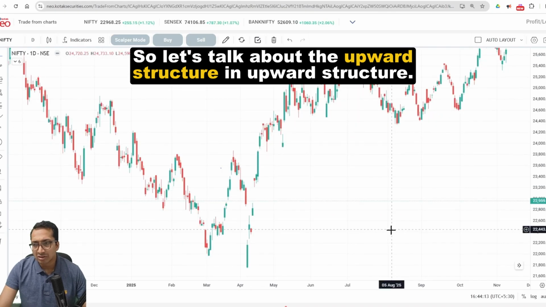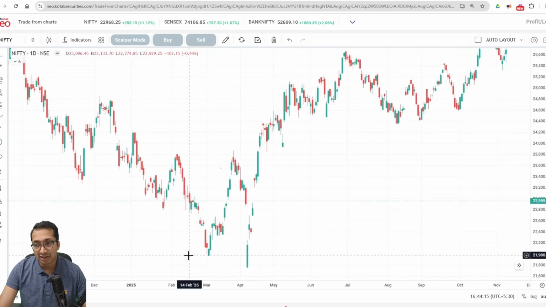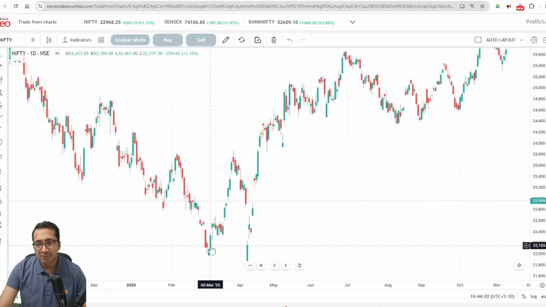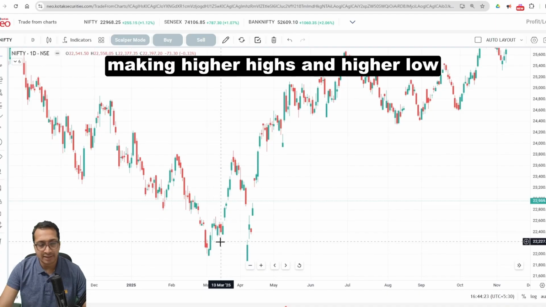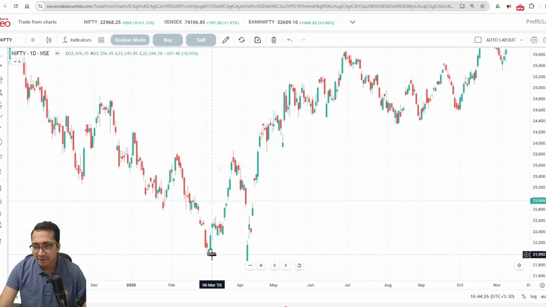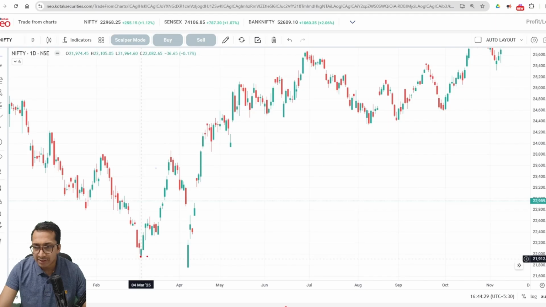In upward structure, generally it is considered upward structure when your price for today is making a higher high and higher low. So that means if you look at yesterday's candle, this candle is for yesterday, its low was this one, and this candle is for today, so its low is this one. So my low for today is higher than the low of yesterday. Similarly, my high for today is this one and my high for yesterday was this one. So I am having a higher high and higher low structure.